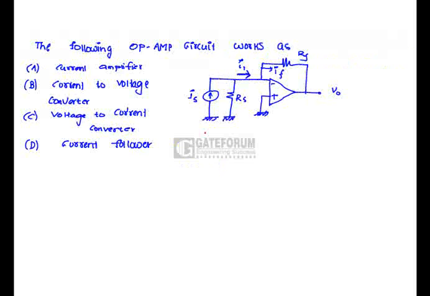Open circuit works as... Here, if we apply a KCL at node A, I1 plus IF equals 0. Here V0 is nothing but minus IF into RF. So here IF equals minus I1, that is I1 into RF. So I1 is decided by IS.